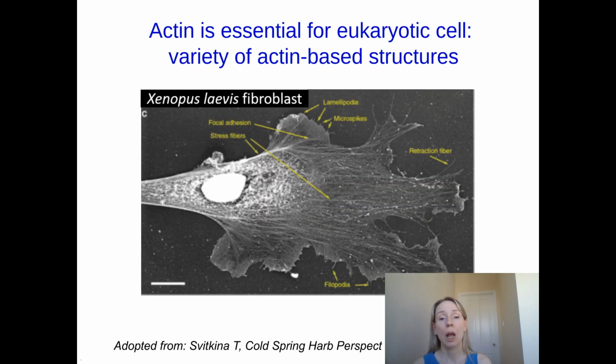First, I'm giving you an overview, the static image of a eukaryotic cell, and this is a beautiful image of a fibroblast you can find in the review by Tatiana Svitkina. As you can see, those yellow arrows point to various types of actin-based structures. Those structures are very diverse, and they form in the cell in precise locations with the help of multiple actin regulators.